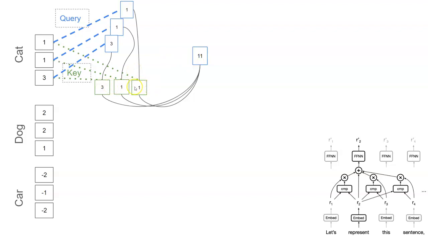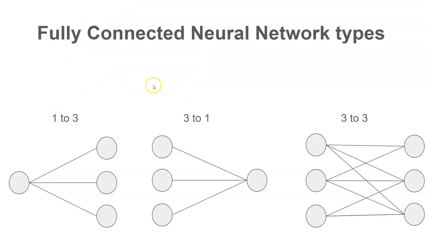And what is this? If this is in and this is out, what is this? Well, let's look at a fully connected neural network. In our sample, we have 3 and 1. It's this one. We could have 1 to 3, 3 to 1, or 3 to 3. Of course, because I have 1 to 4 and 5 and all that. But okay, you can see 1 to many, or many to 1, or many to many.